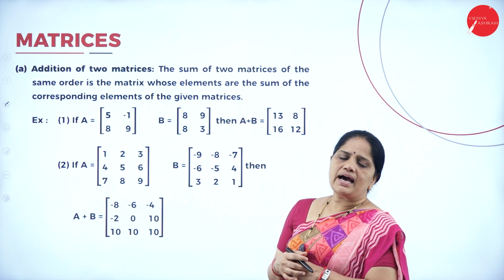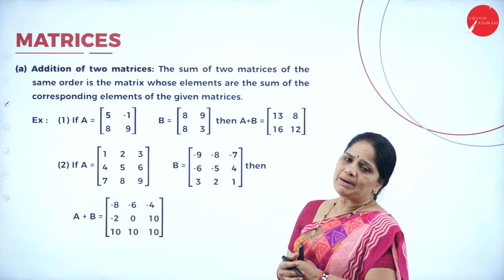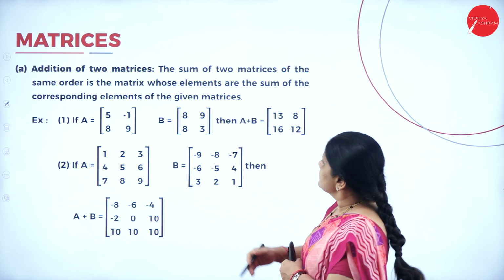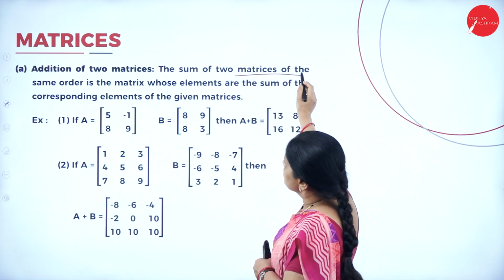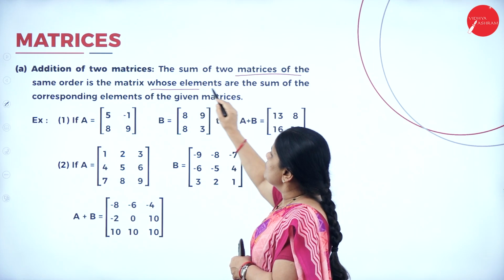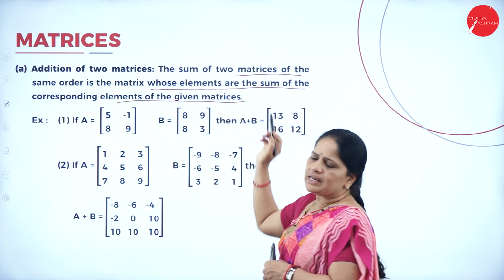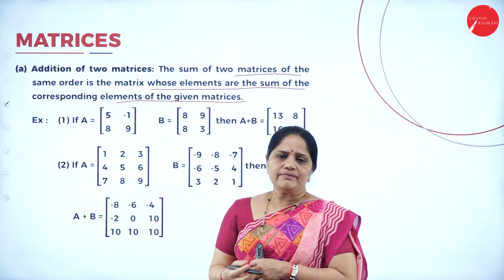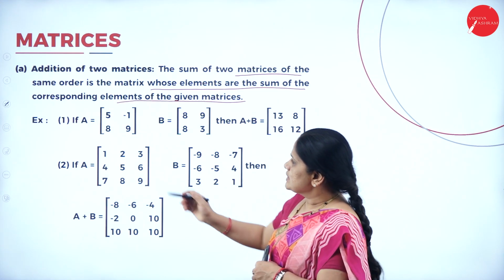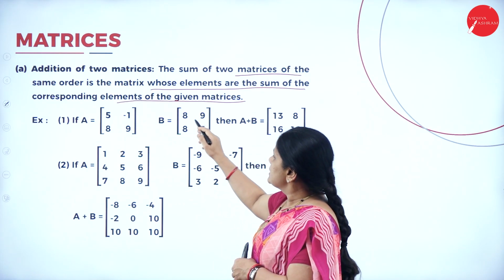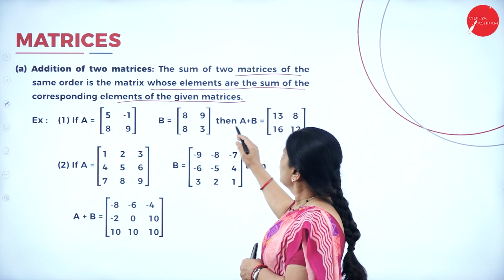Now let us look at operations on matrices. The first one is addition of 2 matrices. The sum of 2 matrices of the same order is the matrix whose elements are the sums of the corresponding elements of the given matrices. Now, suppose A equals 5, minus 1, 8, 9, and B equals 8, 9, 8, 3.